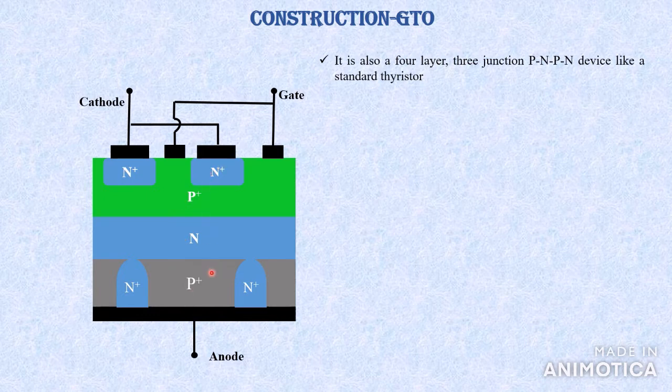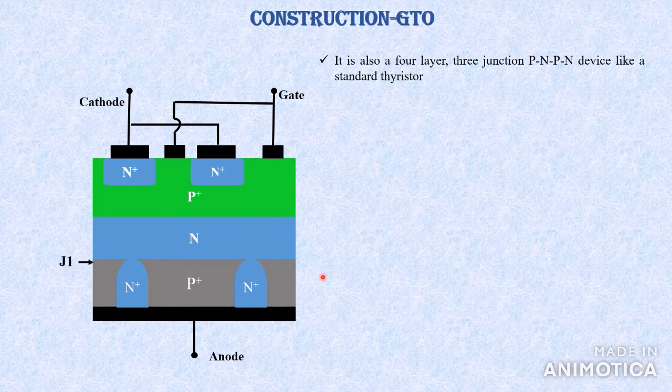The equivalent circuit of the GTO is similar to that of the normal thyristor. That is, it consists of two transistors connected back to back. One is P plus N and P plus. So this is one PNP transistor. Another one is N P plus N plus. This is an NPN transistor. Both these transistors are connected back to back.